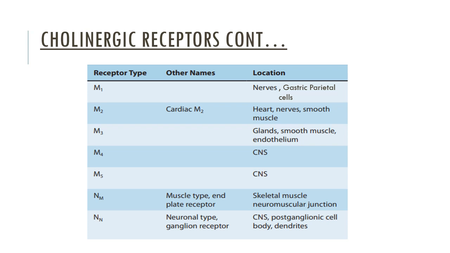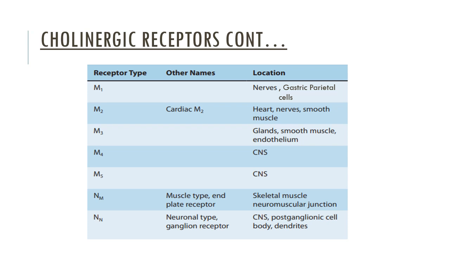M3 receptors, they are also present at smooth muscle, like that of GIT, respiration. The M3 is also present in the endothelium. There is vasodilation, endothelium. M4 are in the CNS, M5 are.